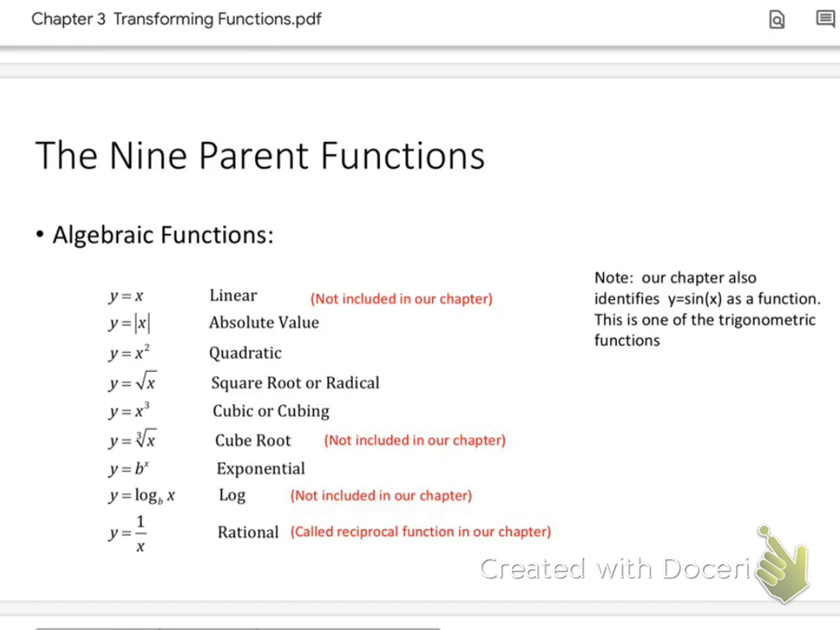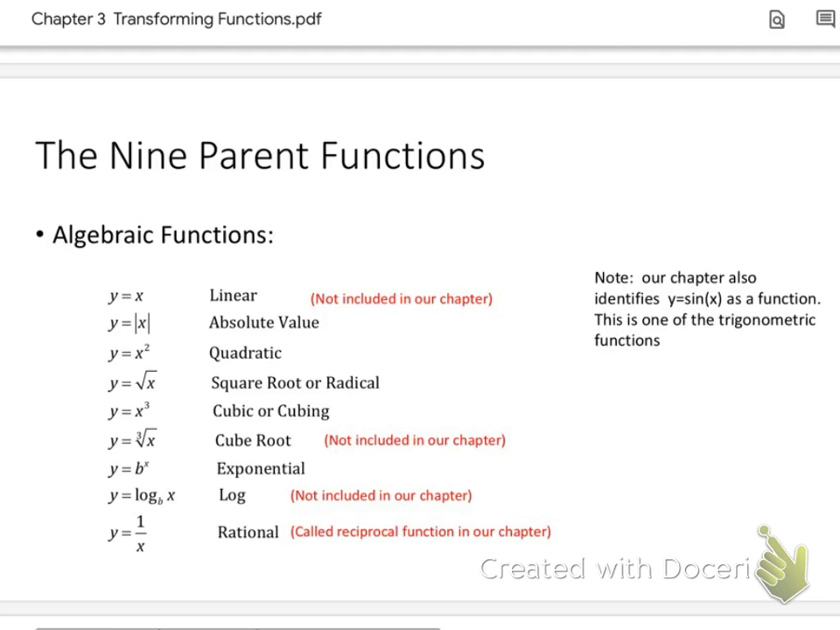So although our textbook identifies 7 parent functions, there are actually more than those. It depends on who you talk to and what they include in their list. So here's the list that I've put together, and I've indicated in red what's not included in our chapter or what's called something different. So notice that although there's no linear function per se, our textbook is always comparing other functions to a linear function, so they kind of technically are including linear functions.